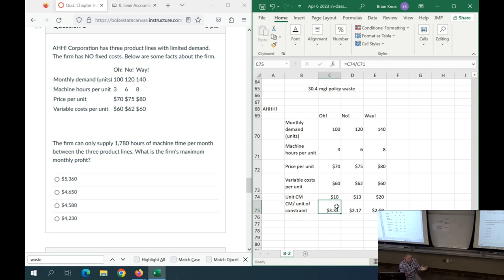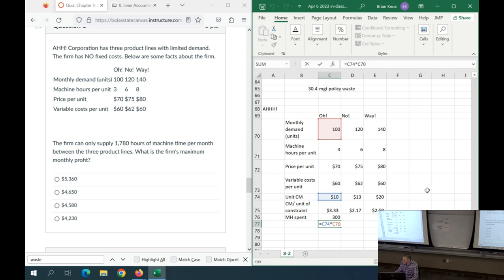We're getting the most dollars per machine hour when we put them into the O product. So we want to fill that demand first. So we will. All 100 units times 3. So that's machine hours spent. And that means we earn $1,000 from that.